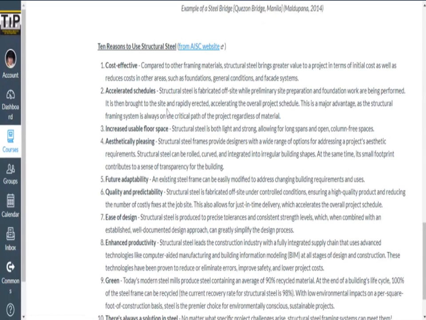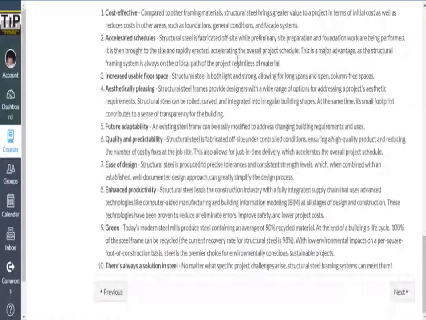Second, accelerated schedules. Structural steel is fabricated off-site while preliminary site preparation and foundation work are being performed. If you observe, in reinforced concrete construction, you first lay out the formworks and then you install the reinforcements. And that's the time that you will now be allowed to pour the concrete.